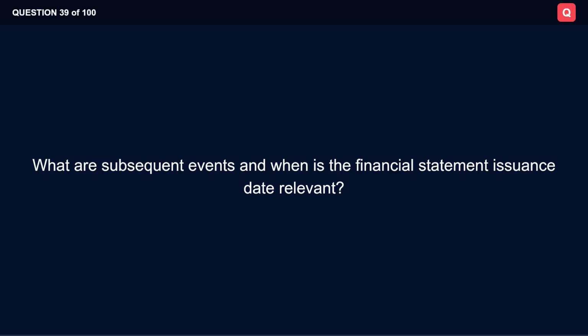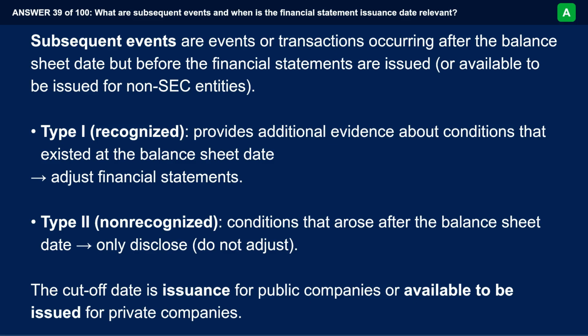What are subsequent events, and when is the financial statement issuance date relevant? Subsequent events are events or transactions occurring after the balance sheet date, but before the financial statements are issued, or available to be issued for non-SEC entities. Type I, recognized: provides additional evidence about conditions that existed at the balance sheet date, adjust financial statements. Type II, non-recognized: conditions that arose after the balance sheet date, only disclose, do not adjust. The cutoff date is issuance for public companies or available to be issued for private companies.